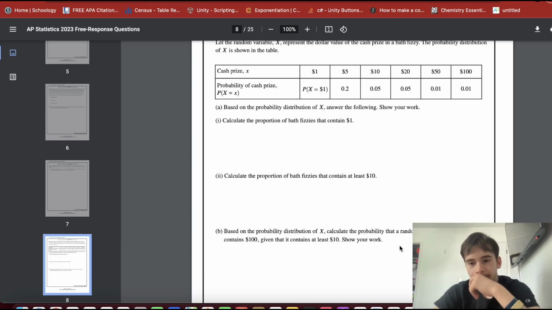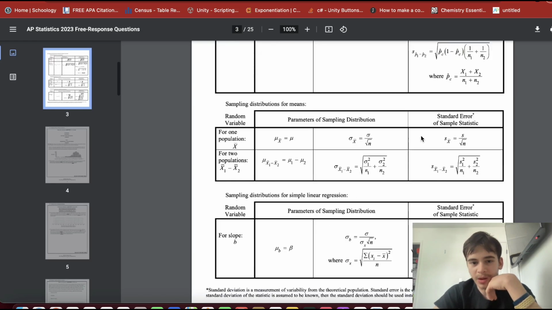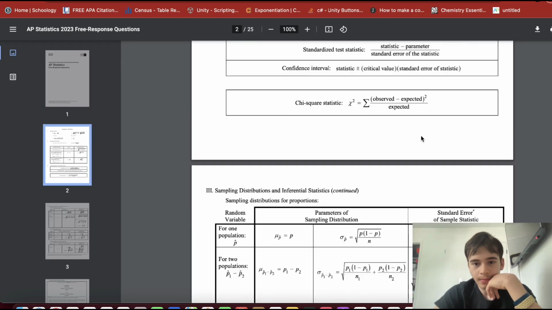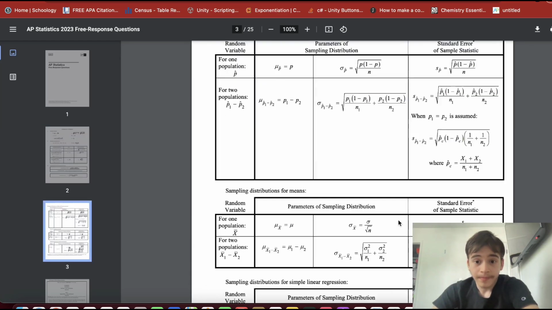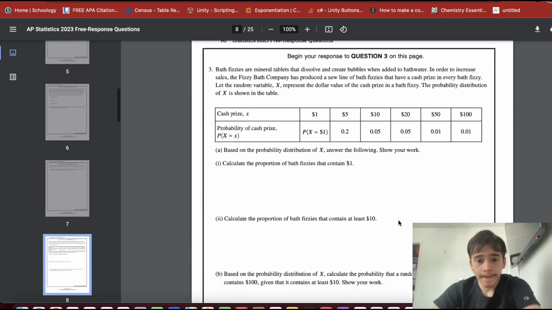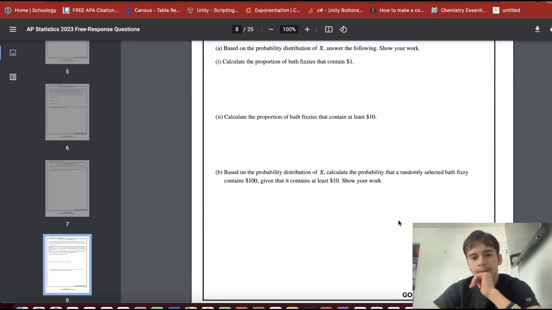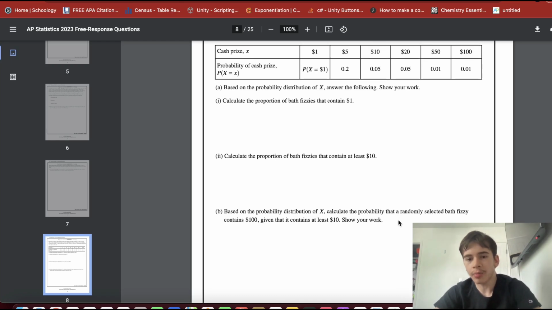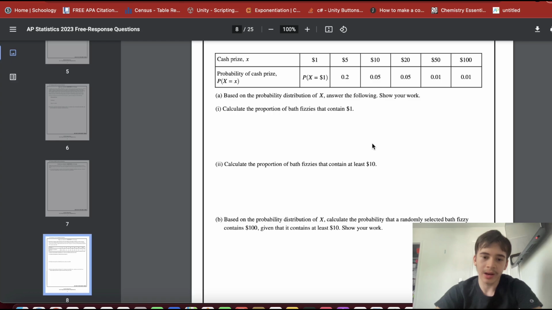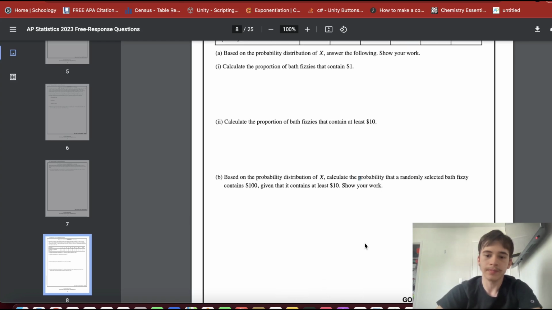This is a given problem. So what we do, we could go up to the formula sheet technically. Where is it? Right here. The given formula: A given B equals A and B over B. Okay. And now if we go back here, given that it contains at least 10. So, probability of 100 and at least 10 over probability of at least 10. But the thing is, if it's 100 and at least 10, 100 is already at least 10. So we just take this number and we put it over whatever the answer to this one is, which is these added, and you'd get your probability for this one.